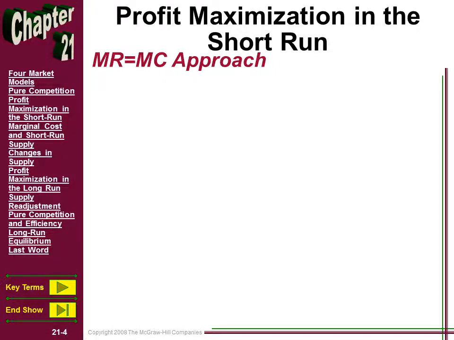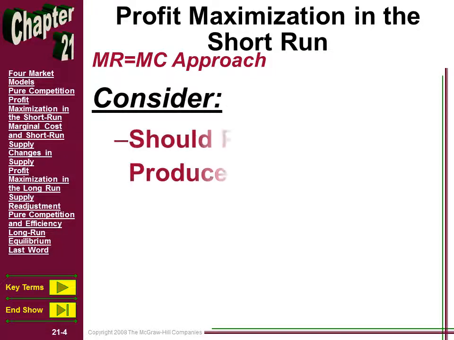Okay, so some questions. Number one, should product be produced? In other words, should the firm produce in the short run? And the answer to that question is maybe, right? Well, that doesn't help us. The firm should produce if it's going to make a profit, or the loss in the short run will be less than its fixed costs.